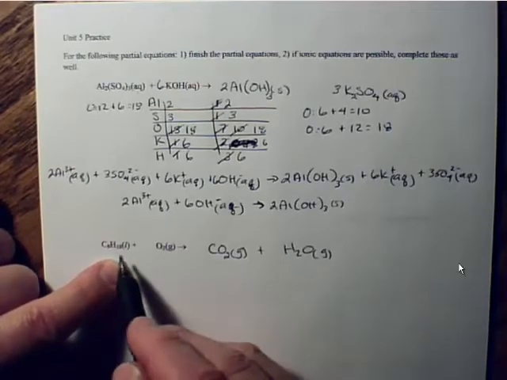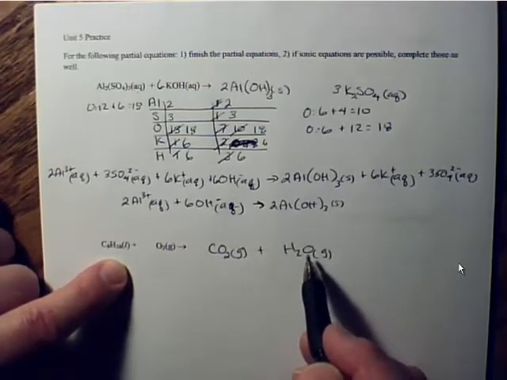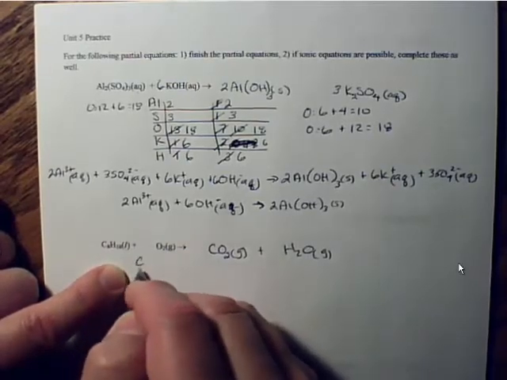Just to remind you, even though we don't actually make it part of this equation in this class at this time, we're also producing light and heat. Combustion reactions always produce light and heat. Now we're ready to balance the equation.